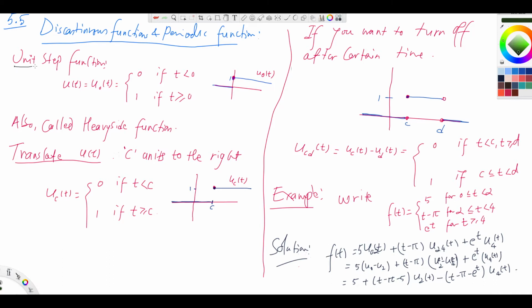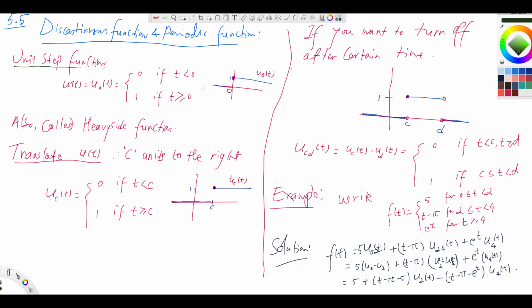What do you mean by unit step function? We denote it by u(t), or sometimes by u0(t) or f0(t), okay? This is a piecewise function, which is 0 for t less than 0. For t greater than or equal to 0, the function is always 1. You see that? This is u0(t), or you can say u(t). This is called the unit step function, okay?